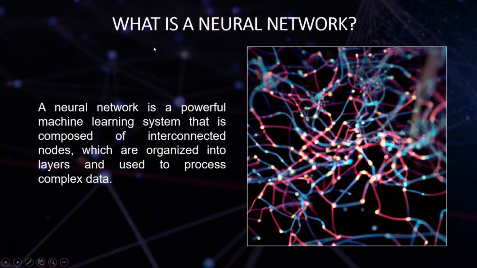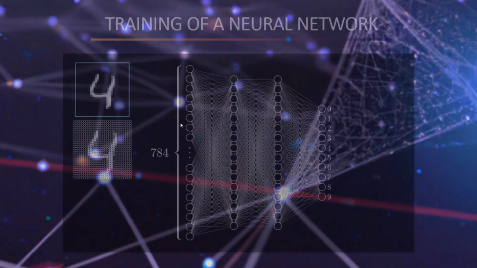Firstly, what is a neural network? A neural network is a powerful machine learning architecture that is composed of interconnected nodes which are organized into layers and used to process complex data. These nodes are connected with weighted edges, and also these nodes contain biases which are used for predicting the value in them.